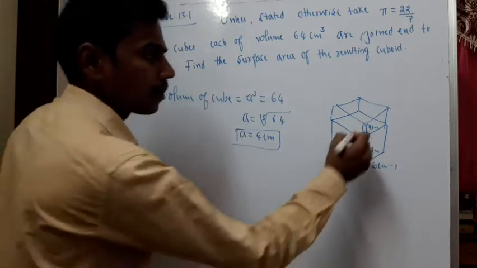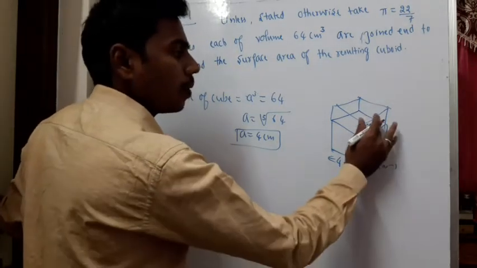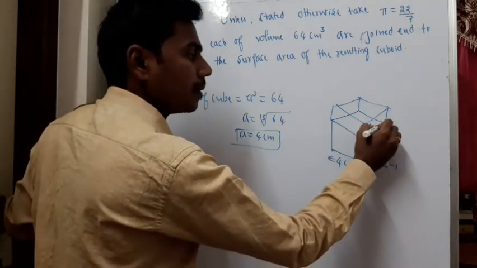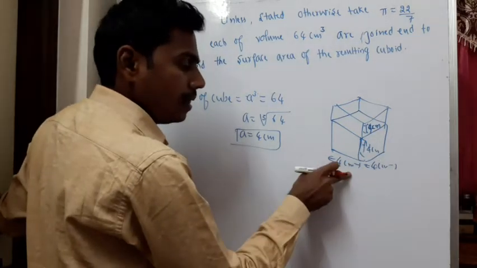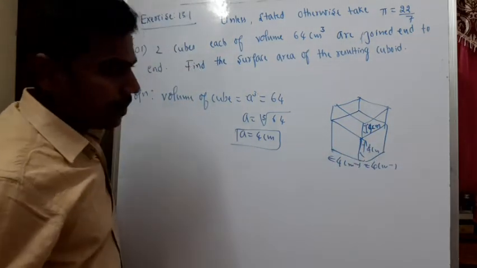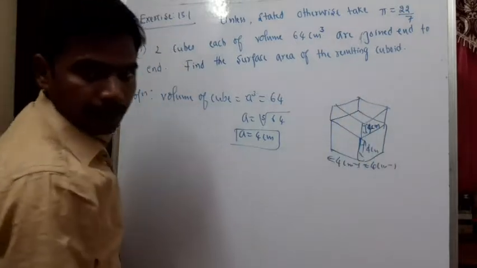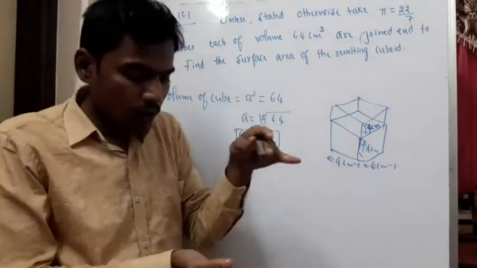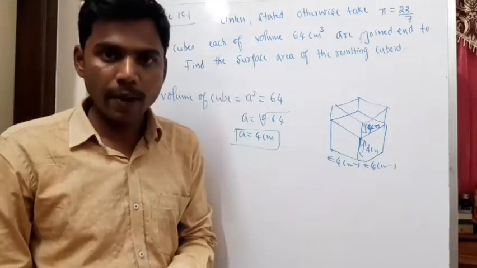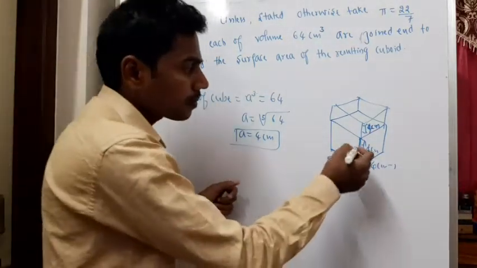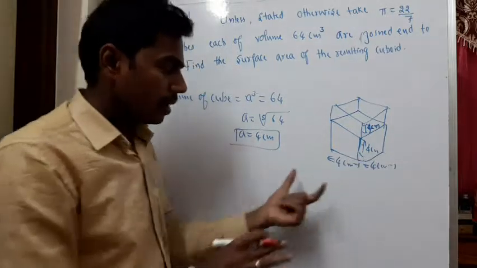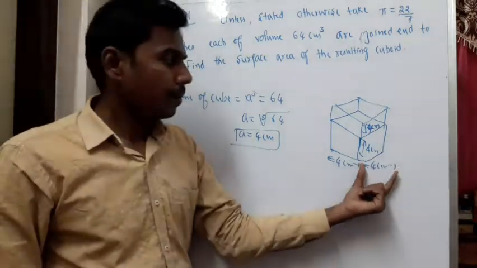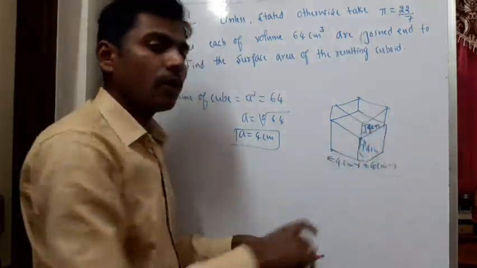What you are going to observe, the length and the breadth will remain the same. The height is going to vary because earlier it was a cube. So once you place one cube over the other cube, it will become a cuboid. Then length and breadth here are same, but height is varying. Height is equal to 8 centimeters.